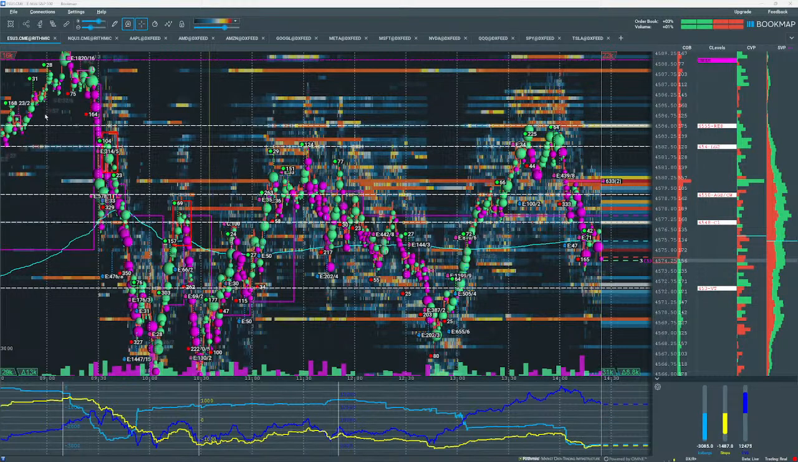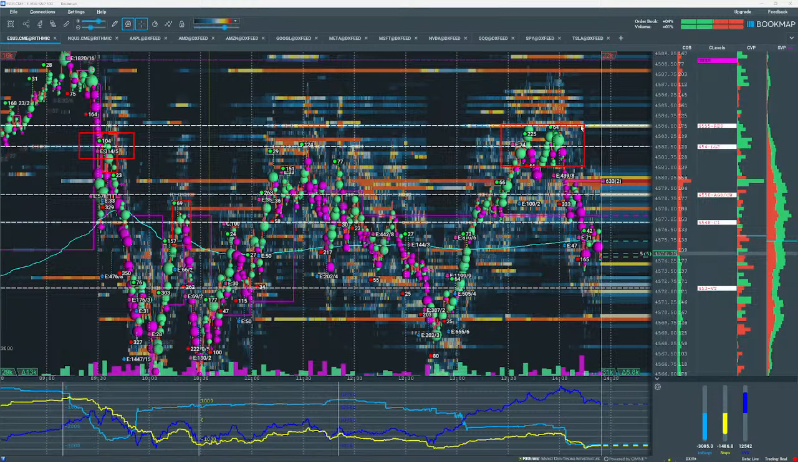And again, that 454 level was the resistance level just after the cash open. And again, right around 2 o'clock.